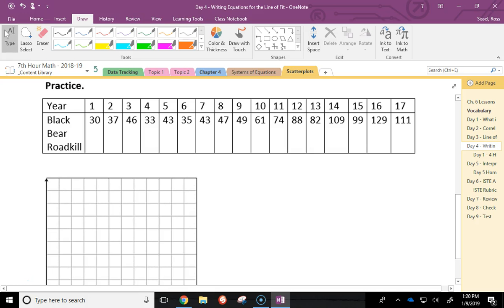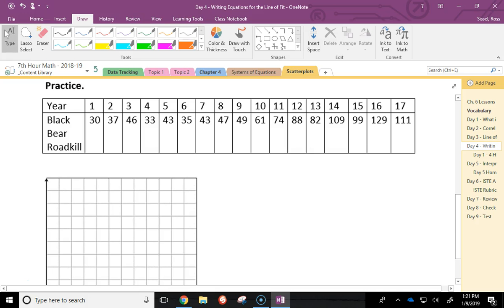I now want to find out, is there some kind of correlation? Is there a relationship between the amount of black bears being killed and the years progressing? Right now we're thinking we are probably going to have a positive correlation, because they can see our numbers are big. We need to prove it.